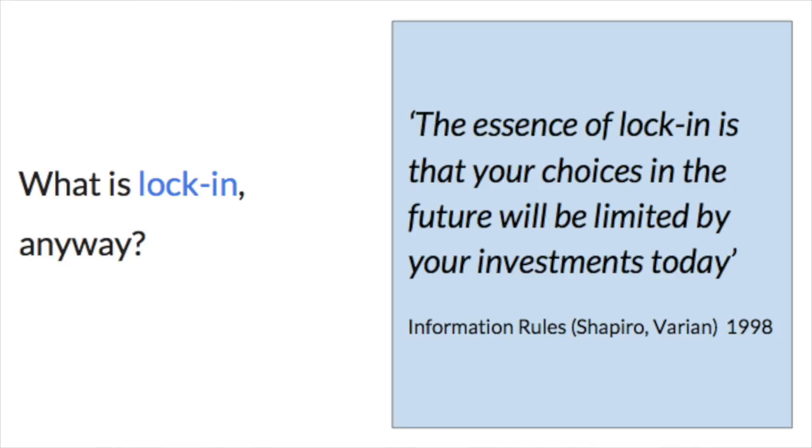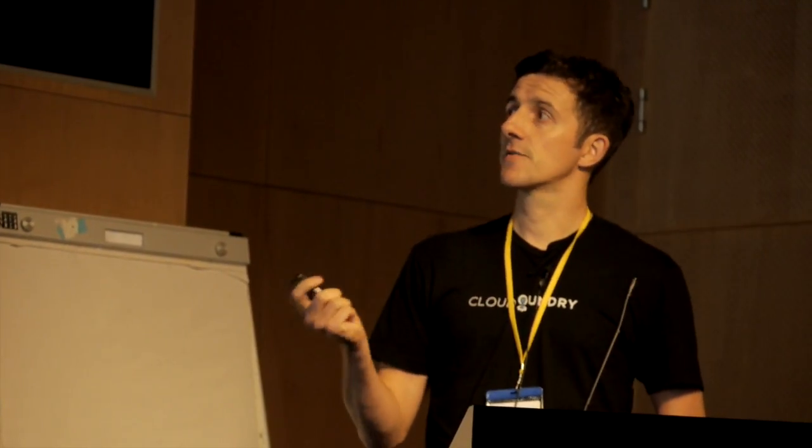So the thing we're trying to mitigate with this concept of being able to move between clouds is lock-in. So what is lock-in exactly? Well, there's a book in 1998 called Information Rules that dug into this a bit and looked at the information economy and the digital economy and tried to understand how you could apply common economic rules and principles to this. They defined lock-in as the fact that your choices in the future will be limited by your investments today.